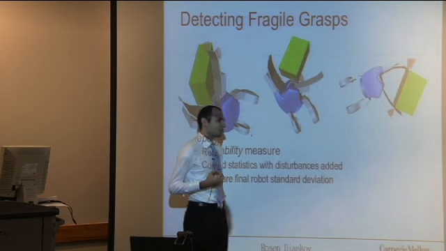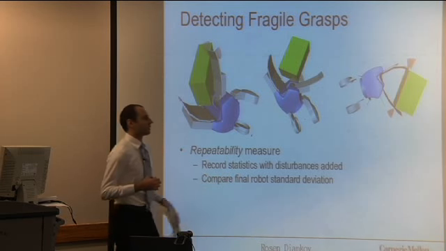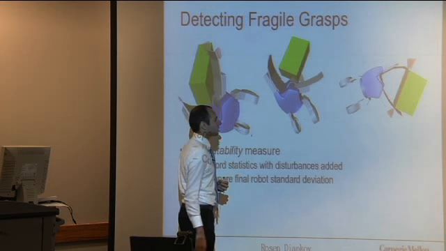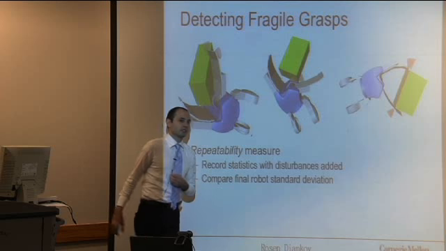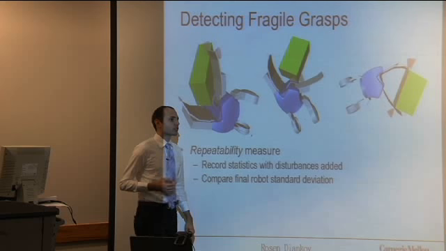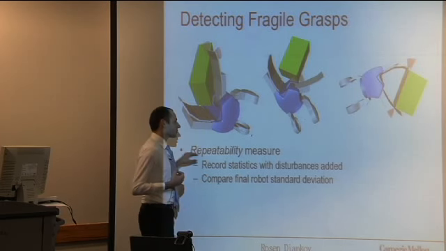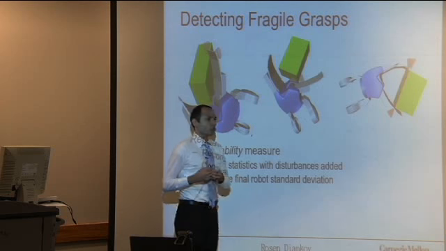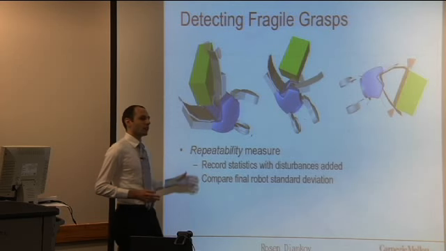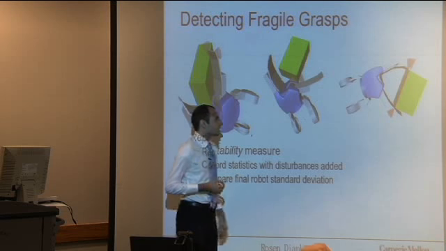However, the problem is you often get these fragile grasps, where geometrically they have enough contact points to really stabilize the object. However, there's no way in the world that they will succeed in the real world. And after discussing various measures of how to detect these fragile grasps, we focus on the repeatability measure, which measures standard deviations of disturbances on the object and how they transfer to deviations on the robot manipulator at the end of the grasp frame.